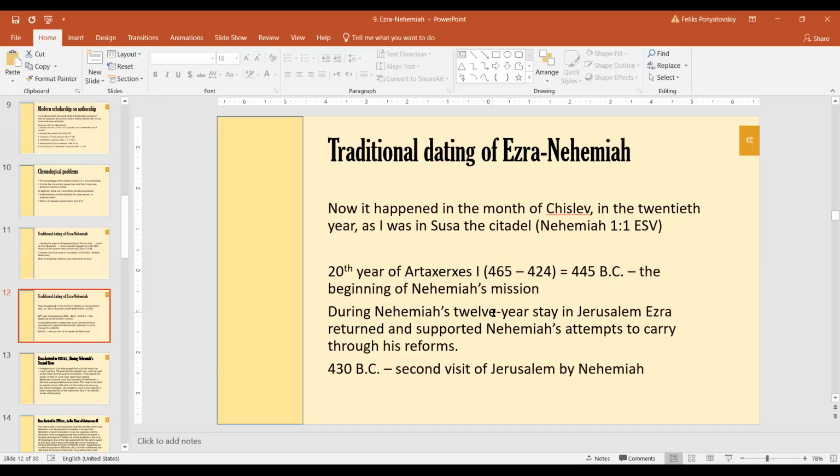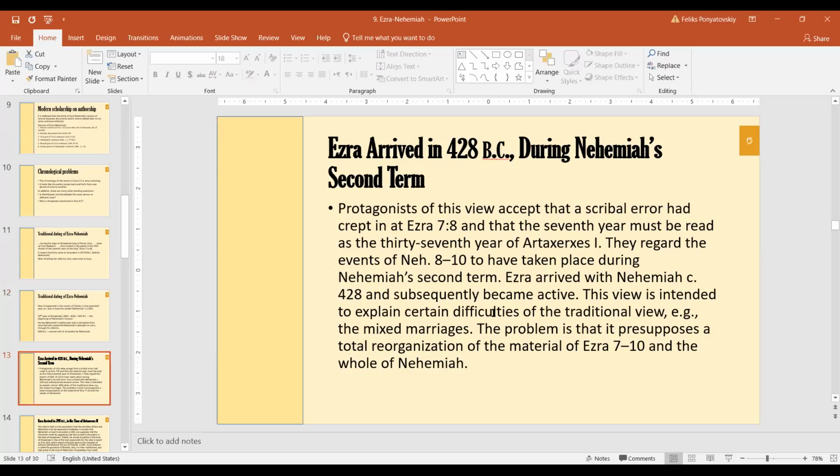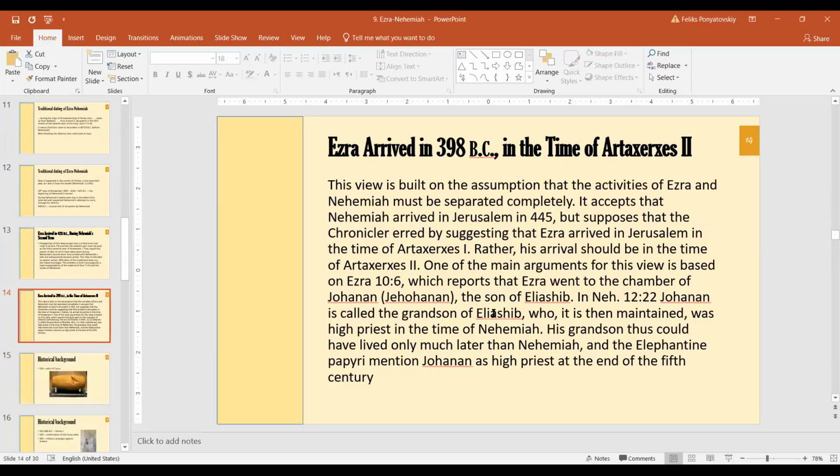So both of them, Ezra and Nehemiah, made 2 visits to Jerusalem. And there are also some other alternative ideas. I don't want to mention them or stay on them in much detail, because as I told you, in our days almost nobody holds all those positions, and these are just some ideas of the past.